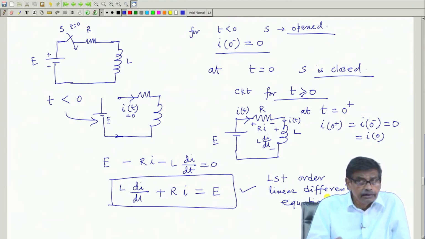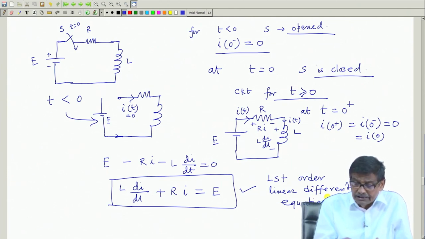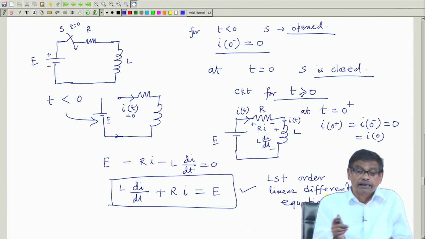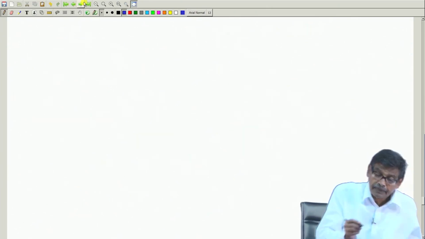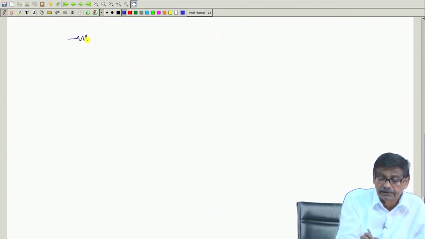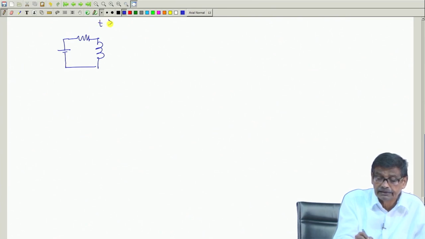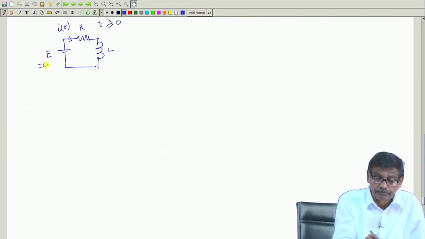I will do a general treatment on differential equations maybe after a few lectures, but for the time being, to solve this circuit it is very simple. Let us see, and I will do it like this. So, we got this equation. See, this was my circuit, and do not forget to write that this circuit is at t greater than or equal to 0, and this was R, this is L, this is E, and this is current at any time t. This is a constant voltage, constant battery.